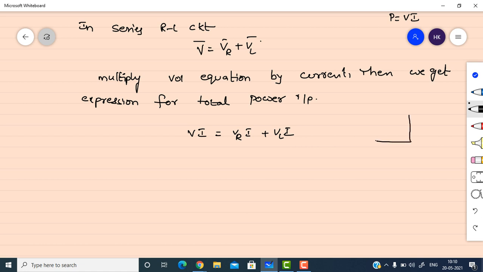Just draw the voltage triangle here. This is phi. Hypotenuse is V. And this is VL. This is VR. From this voltage triangle, can we write the equation for VR and VL?